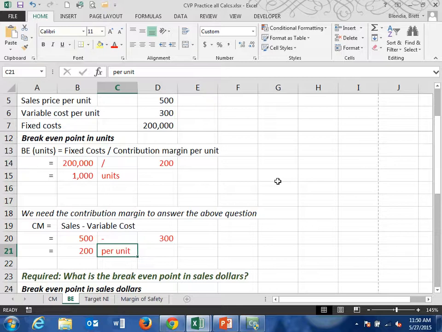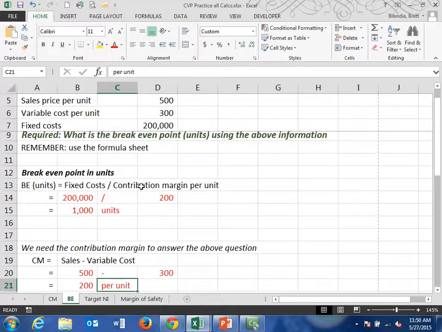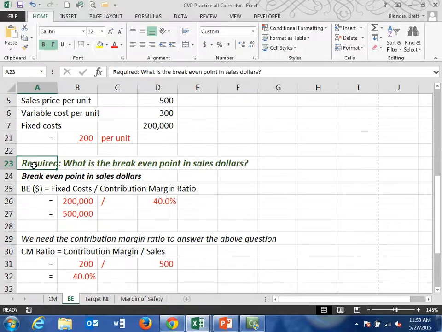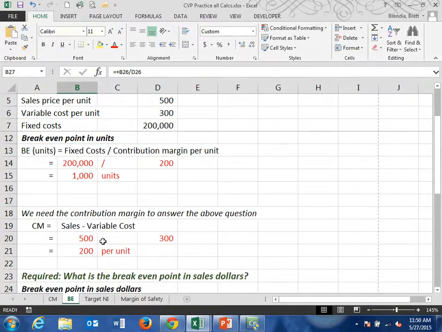So let's say this question was given to you. Part A was calculate the break-even point in units, right? Which we did. It's 1,000 units. Part B was calculate the break-even point in sales dollars, which we did. It was 500,000. Now let's pretend that Part C says, assume that we sell 1,050 units. What would profits be, before tax profits, be at this point?